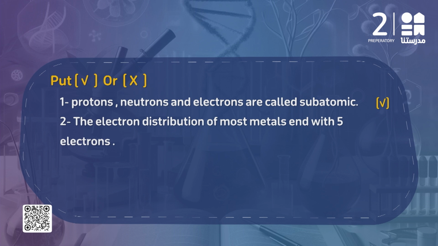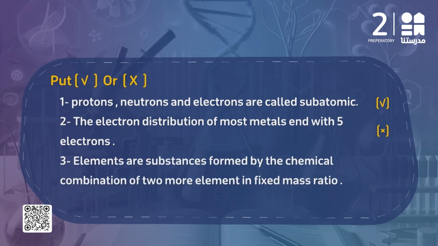Question number 2 tells you the electron distribution of most metals ends with 5 electrons. This is totally false, because we agreed that metals have less than 4 valence electrons in the last energy level. Non-metals have more than 4 valence electrons in their last energy level. For number 5, it's not true at all.